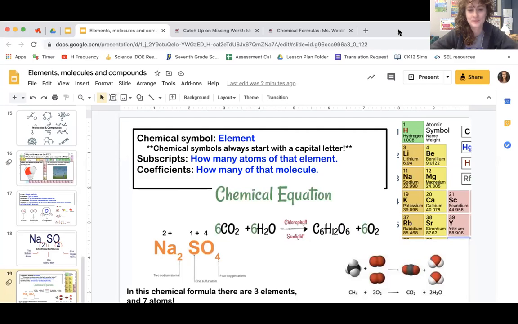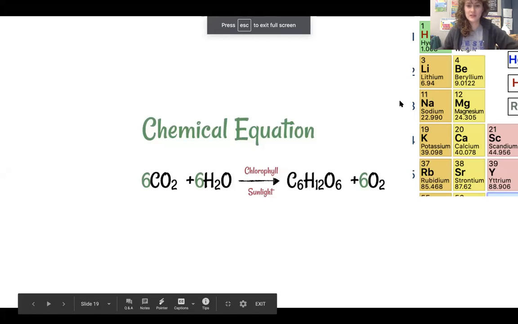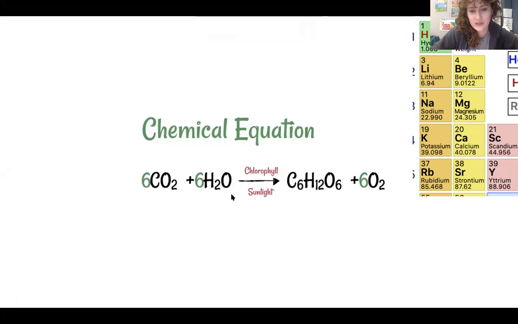Okay, so today we learned about chemical formulas and how to read them. So, chemical formulas look like this, and this whole thing is a chemical equation. So this is the chemical equation for photosynthesis. So this chemical equation has 1, 2, 3, 4 chemical formulas, each for a different molecule.